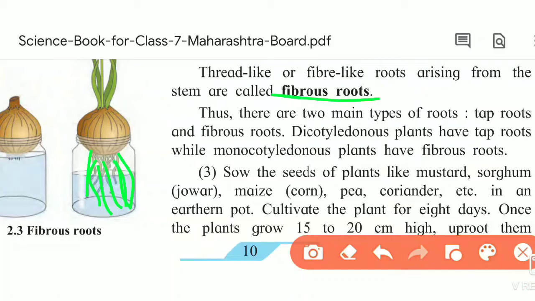Thus there are two main types of root. First is the taproot and another is the fibrous root. Dicotyledonous plants have taproot, while monocotyledons have the fibrous root. As you know, when we open a groundnut seed, it forms two parts. But if you try to open maize or jowar, we cannot make two parts from these seeds. So these are called monocotyledons and those are dicotyledons. Dicotyledons have which type of root? The taproot. That is important, underline it. Dicotyledonous seeds have taproot, while monocotyledons have the fibrous root.